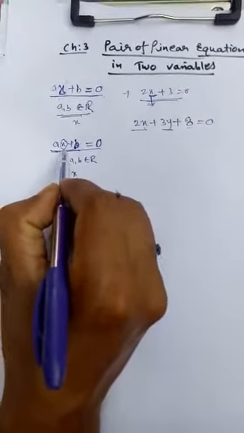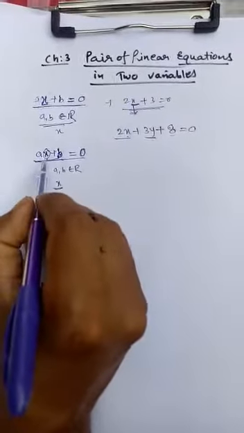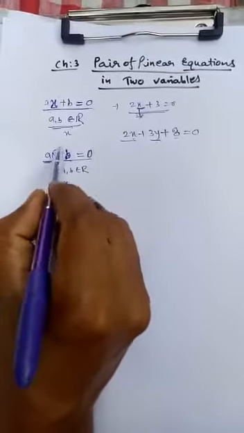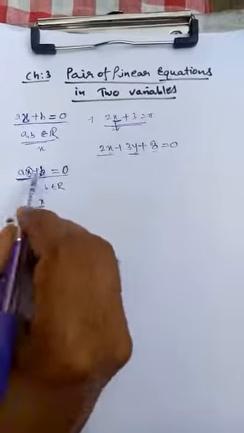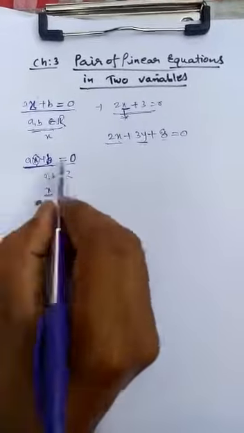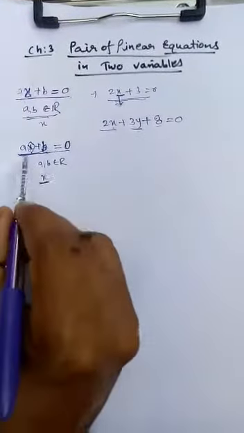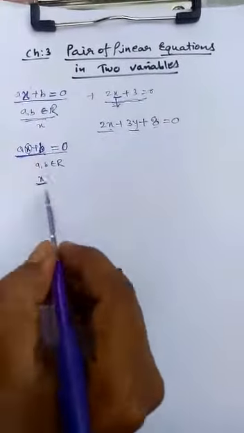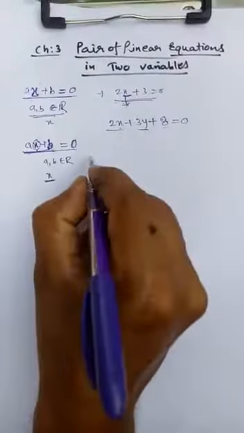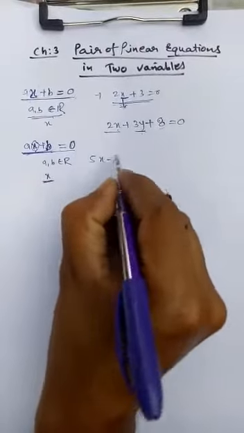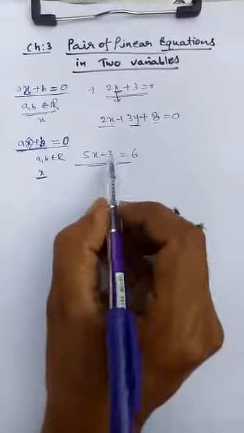Why is this a linear equation? Because in this equation the highest exponent of the variable is 1, so this is a linear equation. And how many variables are used in this equation? Only x. This expression is in terms of x, so this is a linear equation in one variable. For example, 2x plus 3 equals 0, and we can take another example, 5x minus 3 equals 6. This is also an example of a linear equation in one variable.